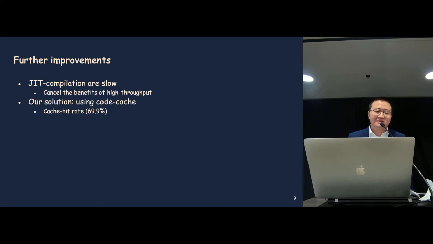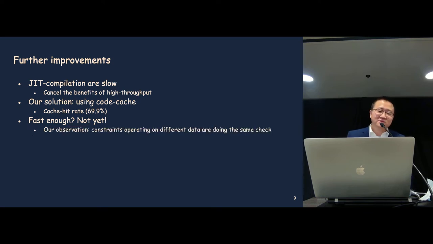According to a subset of our collected path constraints, if we use a code cache, then we have a 17% cache hit rate. But that's not enough. Another observation is that many constraints operating on different data are actually doing the same check. For example, x equal to 8 versus y equal to 16. So clearly, we can reuse the same functions for these two constraints. After this optimization, our cache hit rate on the dataset we collected is almost 100%, and we improved the searching throughput a lot.